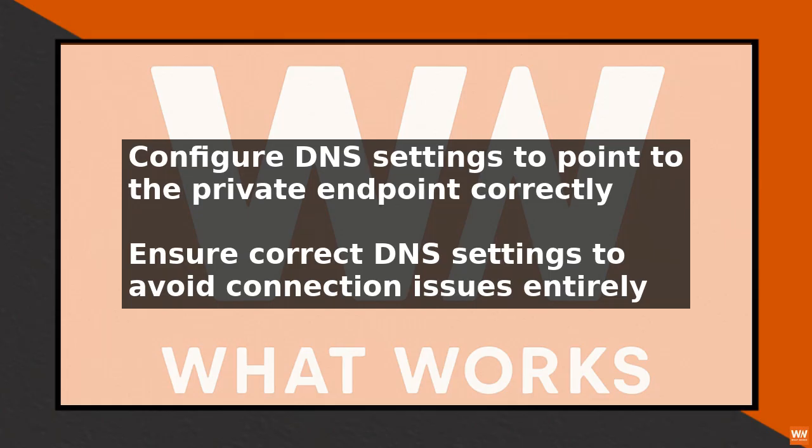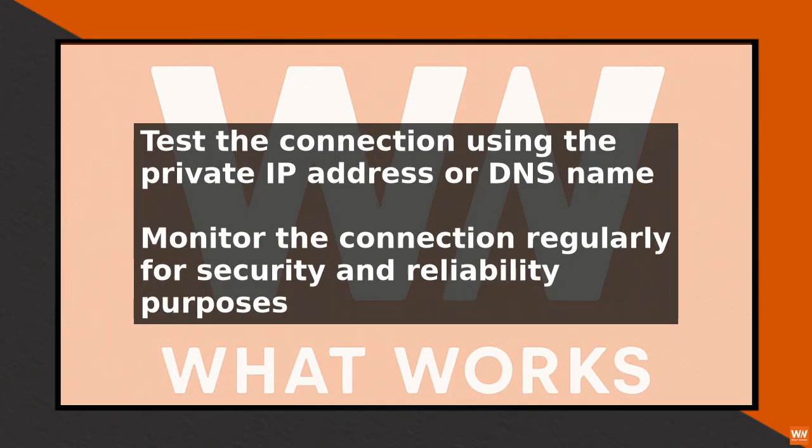Best practices for connecting via private endpoint include using a secure connection protocol, such as HTTPS, and configuring access controls to restrict access to the private endpoint. It is also essential to monitor the connection regularly to ensure that it remains secure and reliable.